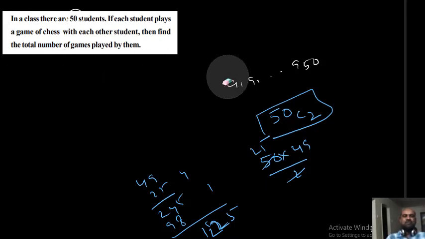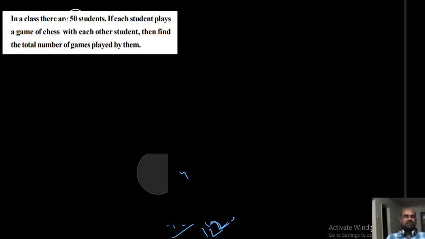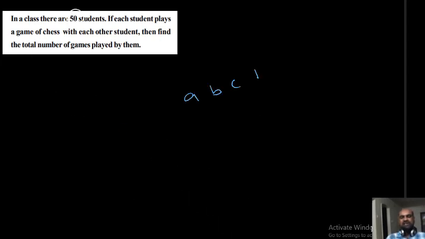So the same concept is applicable to the number of handshakes. For example, A, B, C, D are 4 persons. How many possible handshakes can we make? One person can shake hands with another: AB, AC, AD, BC, BD, CD only. So the number of handshakes is nothing but 4C2.